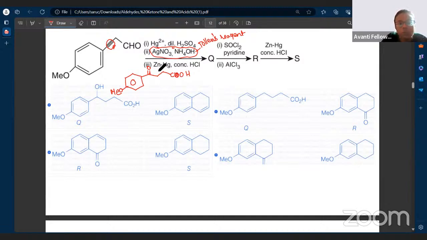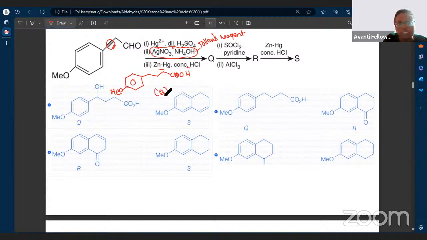Now what you're going to do is use zinc amalgam, concentrated HCl. Can you just name this reagent? What is the name of this reagent? Clemmensen. So what will Clemmensen do? Clemmensen will convert the carbonyl compound to alkane. So what will happen over here is you'll be getting CH2. Now this is your Q. I got Q.